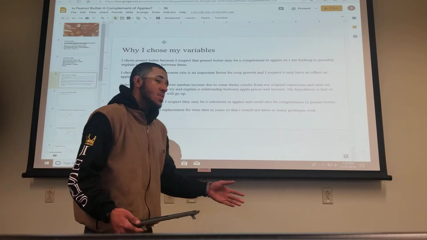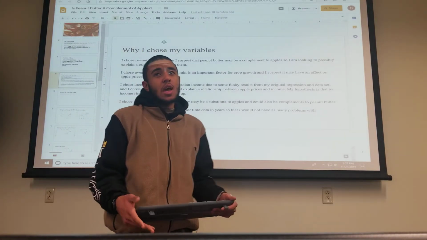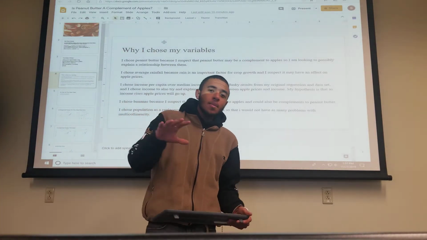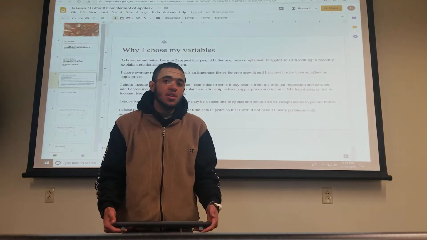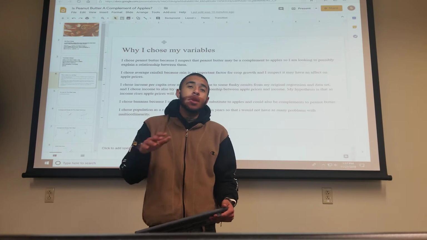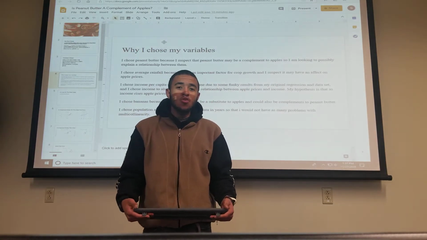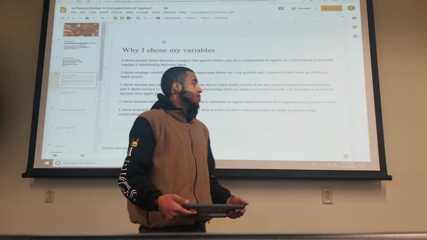I chose bananas because I suspect that they may be a substitute for apples, a different kind of fruit. And I also chose bananas because I wanted to run a regression on bananas and peanut butter to maybe see if there's also a relationship between those two.